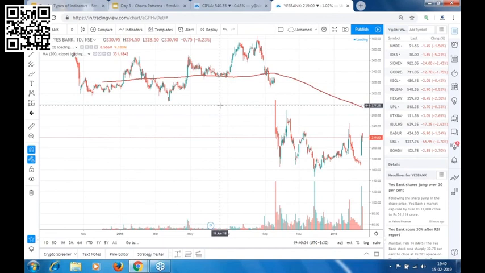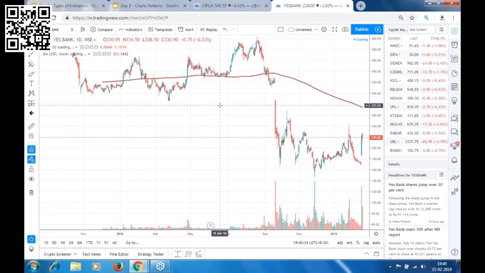So it took a resistance from the 200 moving average, then again the resistance was broken, and see again here it broke the 200 moving average, the prices went up, and then we saw a pullback. It was not able to cross the 200 moving average, and see it again took a support from the 200 moving average.